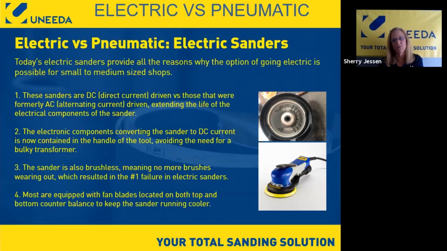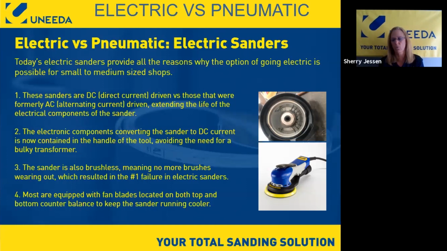They are brushless. One of the big failures of the electric sanders of the past were the brushes. There were brushes inside the sander. Those would wear out, and once those wear out, the sander doesn't turn anymore. And of course, the biggest problem with both pneumatic and electric sanders is heat. When we create heat, we drive it up through the center nut and the counterbalance in the center of the sander. So that's where all the heat goes up into the motor.